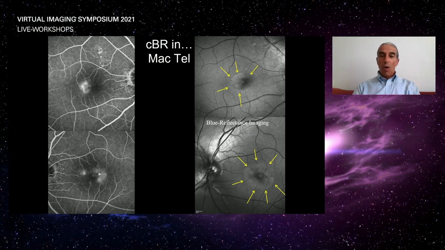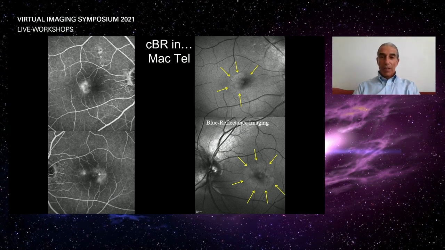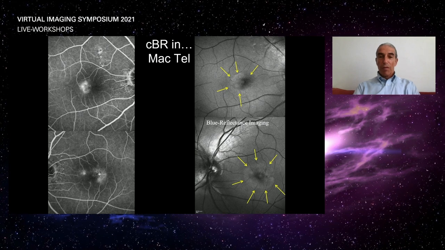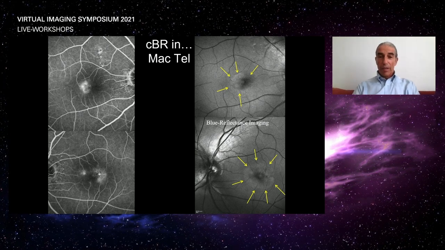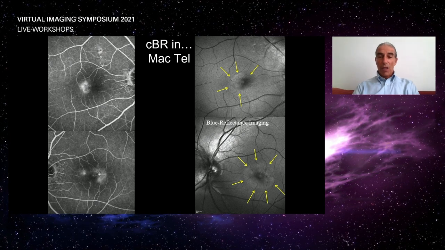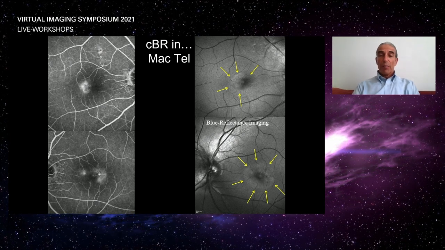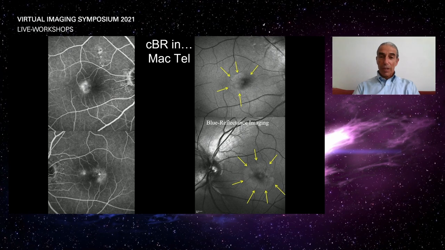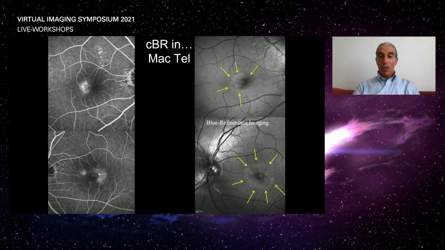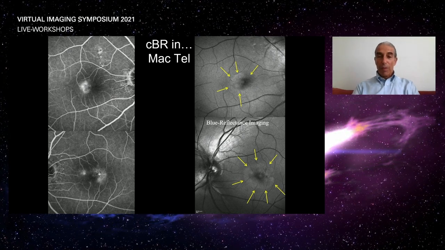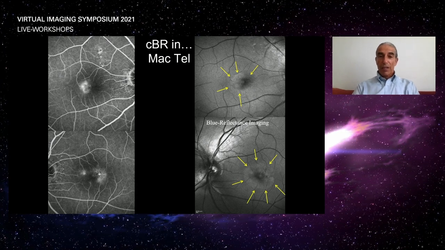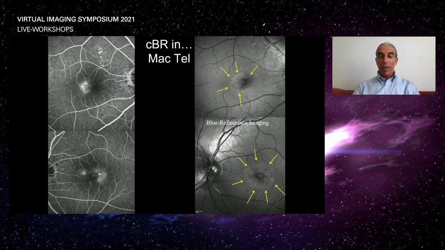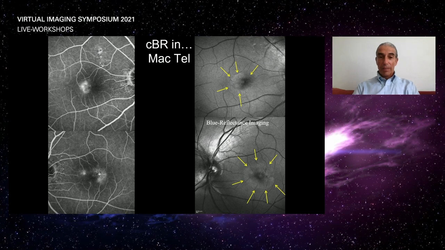but still, that's what we get. In almost all MacTel cases, if you image them with confocal blue reflectance, you will notice there's a white halo around the macula, even before pathological vessels appear, even before changes appear in OCT. Important to remember, not only for nerve fiber layer and epiretinal membranes, confocal blue reflectance is really, really instrumental in diagnosing MacTel.